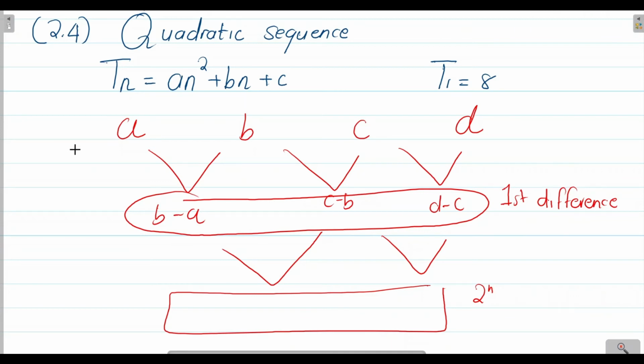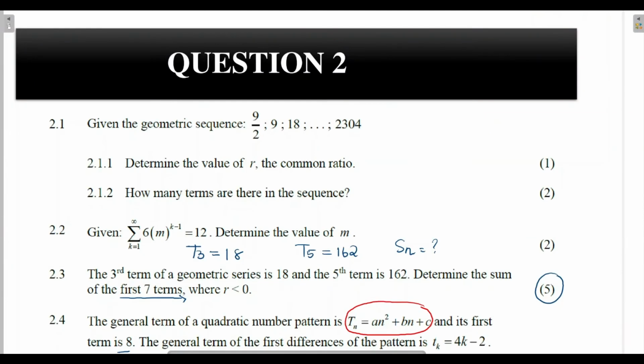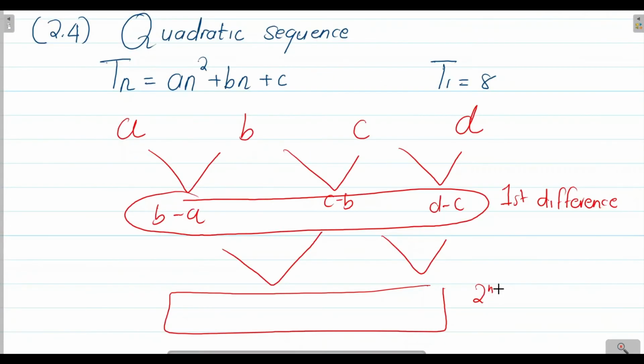So they tell us that for this quadratic sequence, the first term is 8 and the general term of the first difference is given. To get the terms of your first difference, you need to use the formula TK, which is equal to 4K minus 2. So to get these terms, you use TK equals 4K minus 2. That's basically what the information is giving to us.